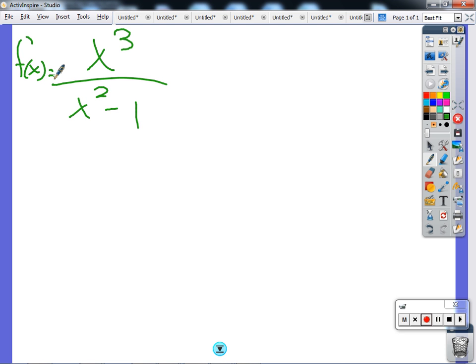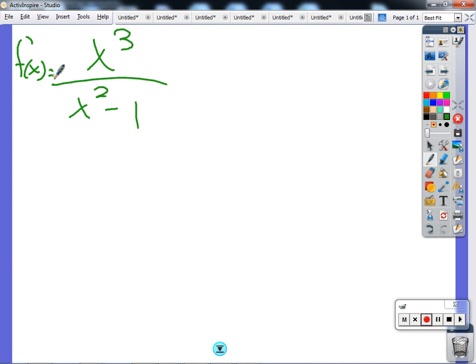So think about it. The other two were horizontal because how many times can x go into what? 0 times. So notice y equals 0 is a horizontal line, correct? How many times can 2x squared go into 2x squared? Once. Hence y equals 1. It's still a horizontal line.